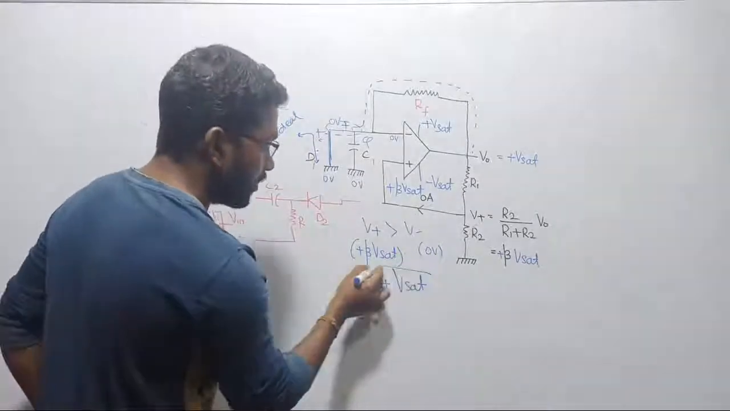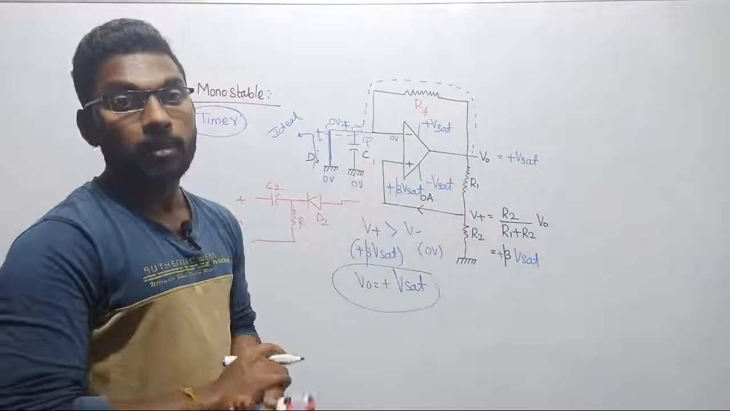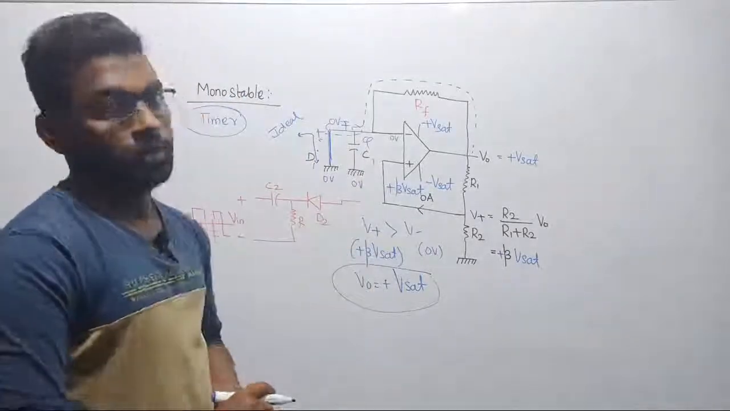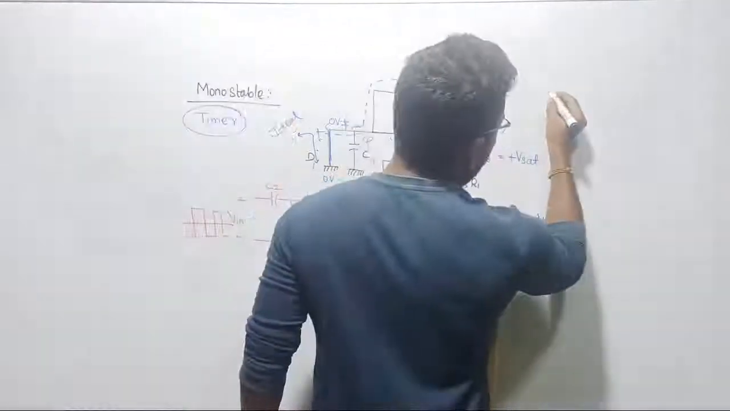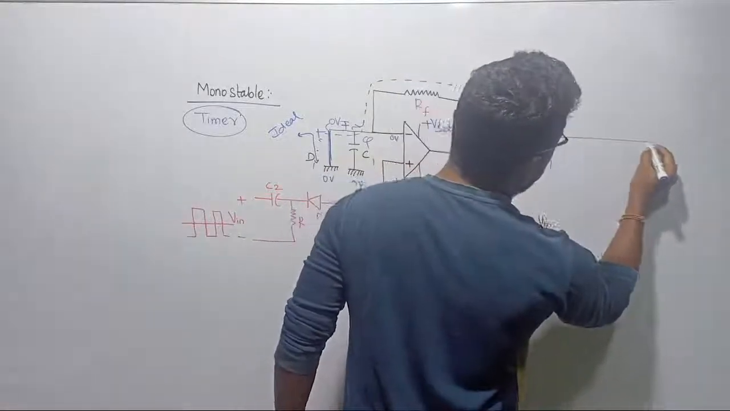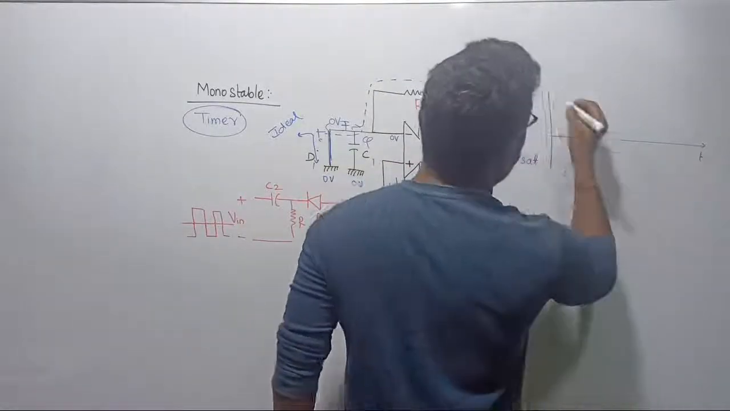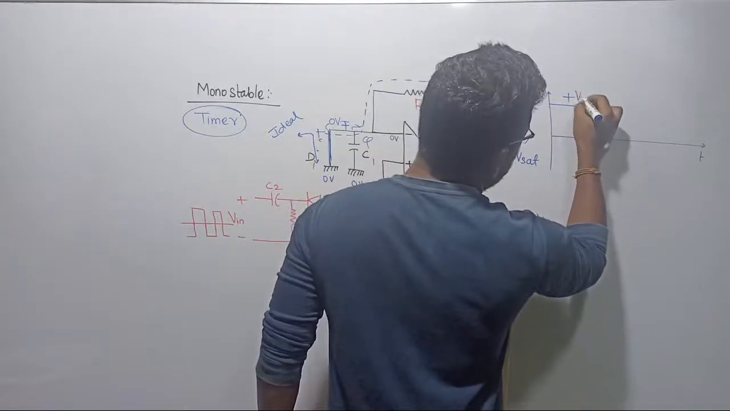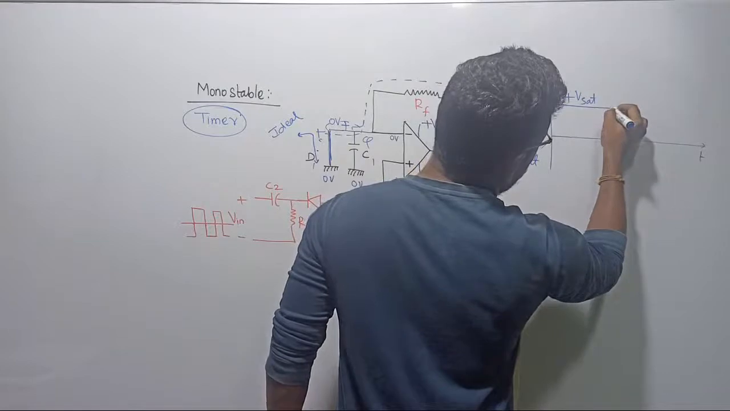So what is the conclusion here? This voltage will be permanently fixed. Is there any chance for it to change here? No. So if you want to draw the output waveform, with respect to time, the output is permanently fixed as plus beta V, sorry, plus V set. There are no changes in the circuit.